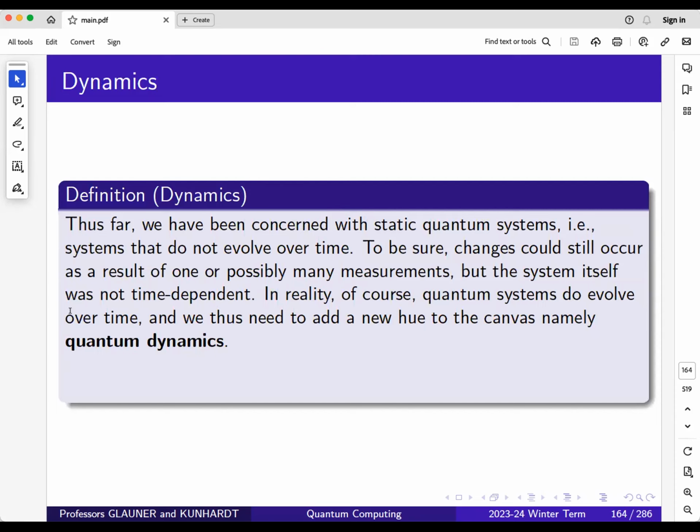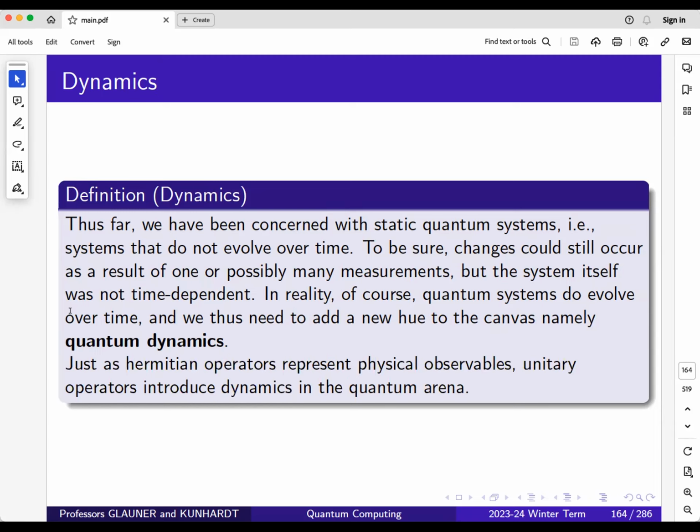Now, we have introduced states. We also talked about how to measure states, but actually in a quantum computer, we need to do more than create a quantum state and then measure. We actually want to do computations. So we want to evolve states into next states, step by step, do our operations, and then measure. And for that, we need to think a little bit about dynamics.